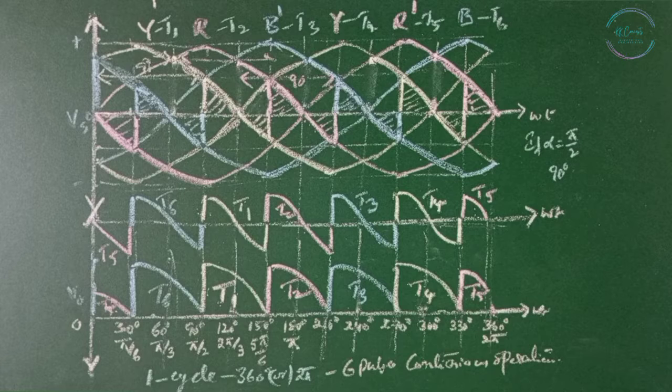Hence the statement: the presence of an inductor at the load prevents the load current from being discontinuous for any firing angle alpha from 0 to 2 pi by 3.